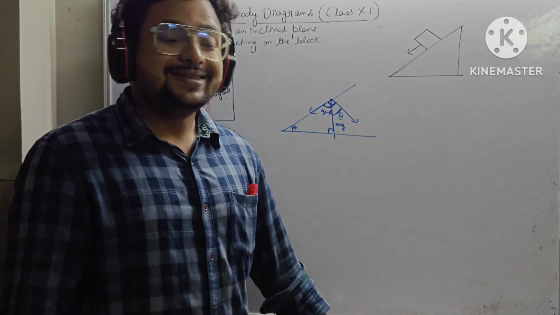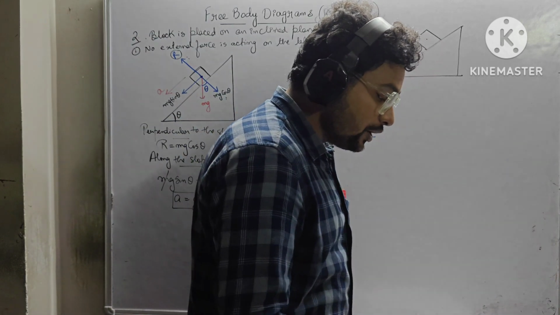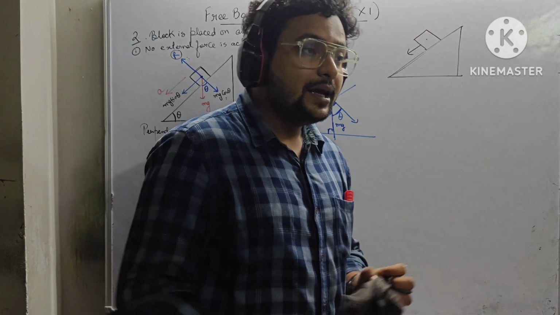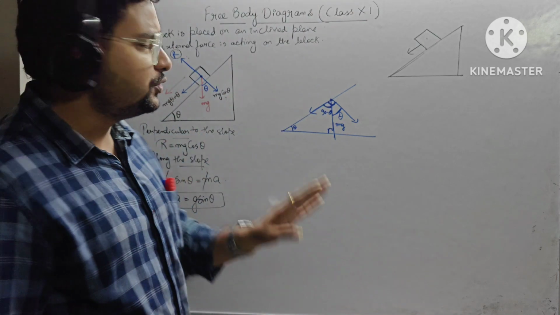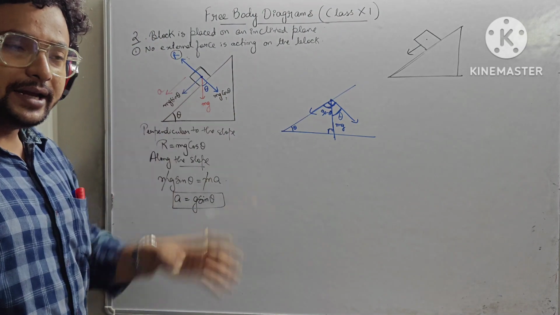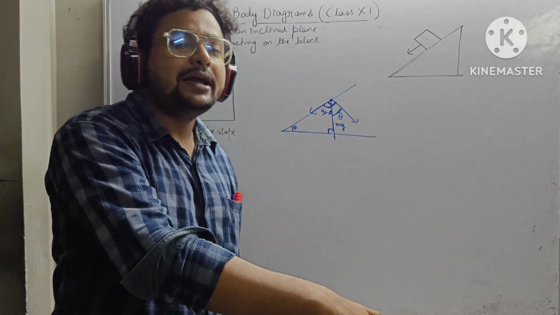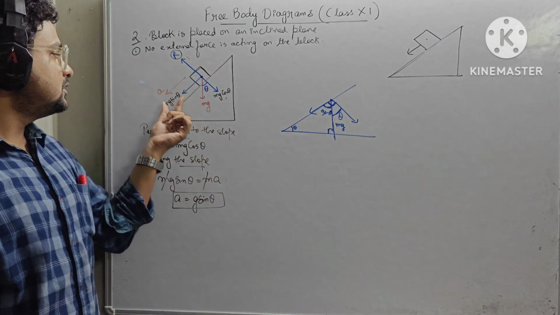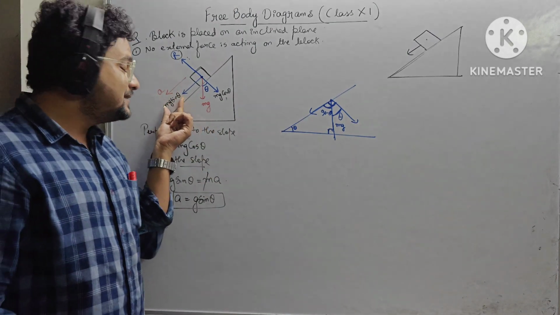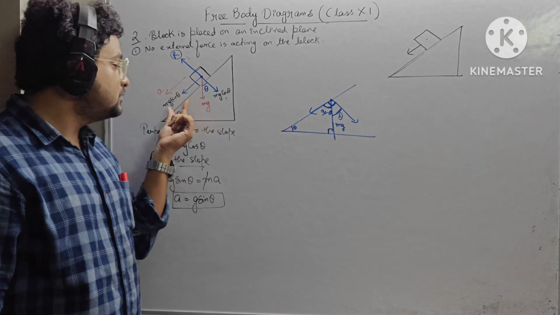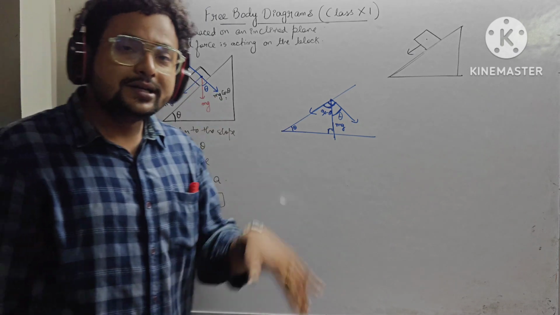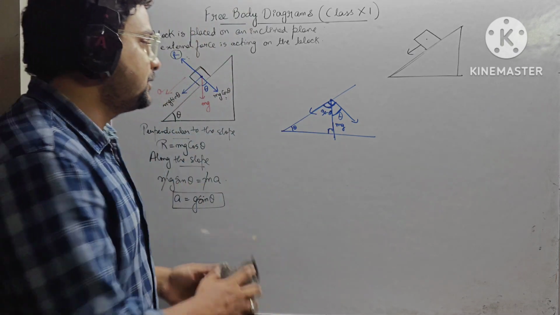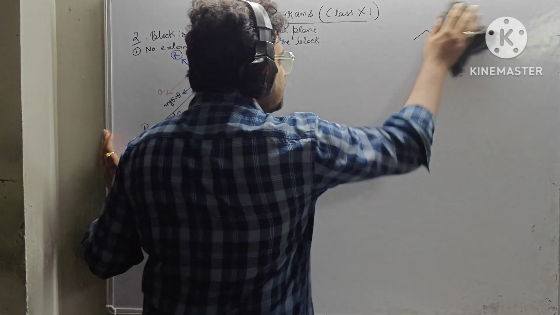Okay. So this is the case where the block is placed on the inclined plane and I am applying no external force. No external force I have applied. The body is automatically sliding down with an acceleration due to which component? Due to this mg sin theta component. Due to this mg sin theta, the block is sliding down. Okay. Next one.